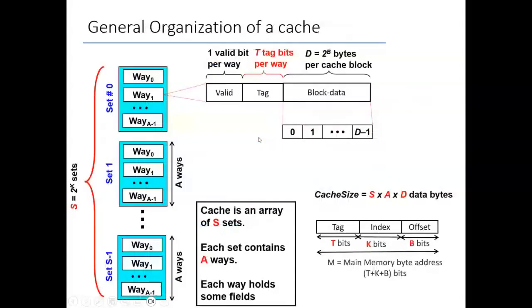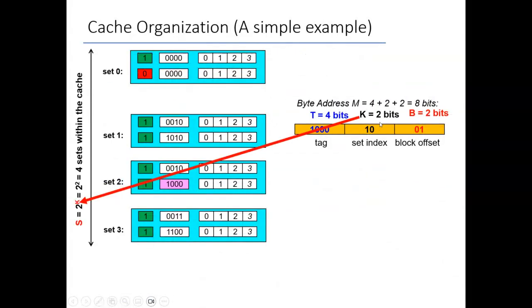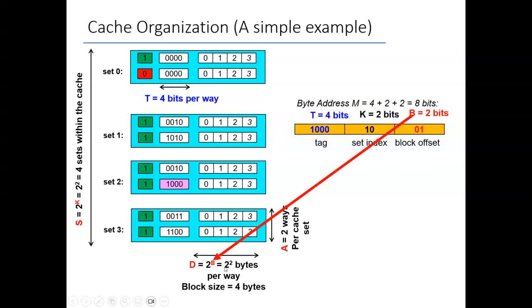Now this is a simple example. In this particular example, we have k equal to 2. So there will be 4 sets: set 0, set 1, set 2, set 3. And there are 2 ways per cache set. There are t tag bits required per way, and there are 2 bytes per way. So the block size is now 4 bits.